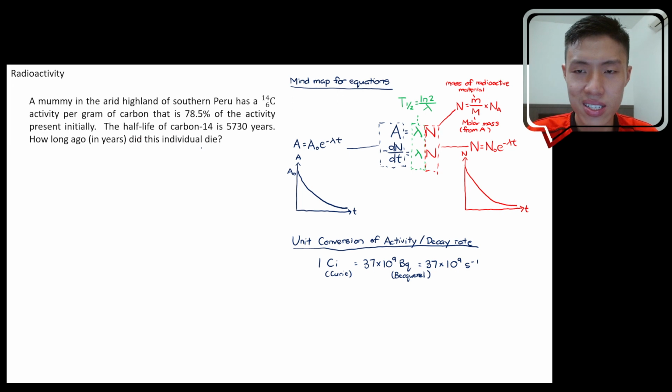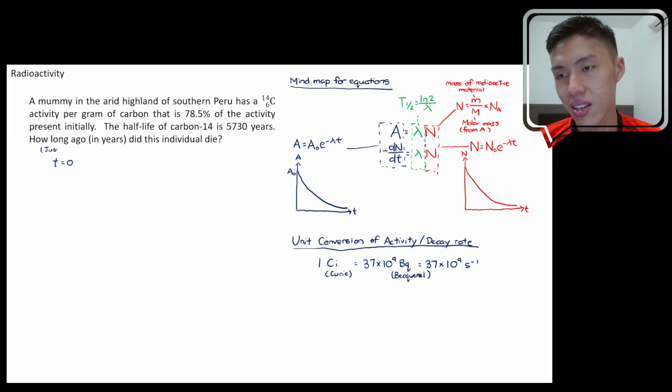This might take a bit of time for you to digest, but the idea is, if you start at t equal to 0, meaning you just died, you have a certain amount of activity, which is A naught.